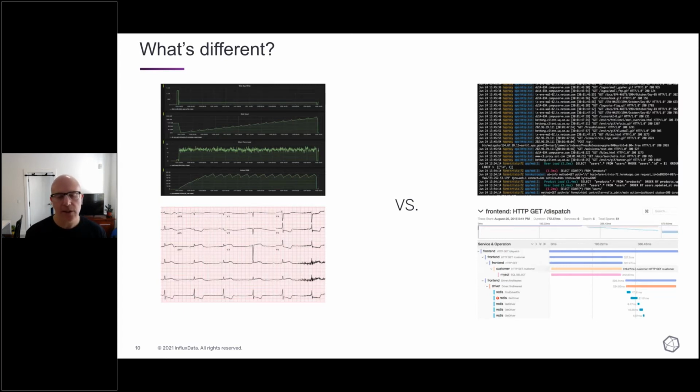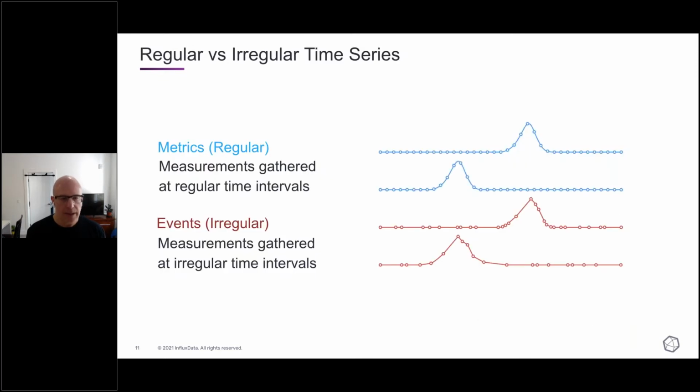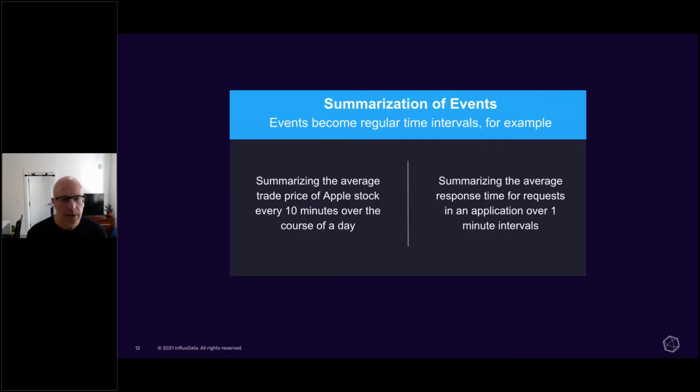And so one of the key things to look for in a time series database is the ability to handle both regular metrics and irregular events. And so again, this is the key thing to look for. Metrics are at regular time intervals, events are at irregular time intervals. And again, it's crucial to have a time series database that can handle both.